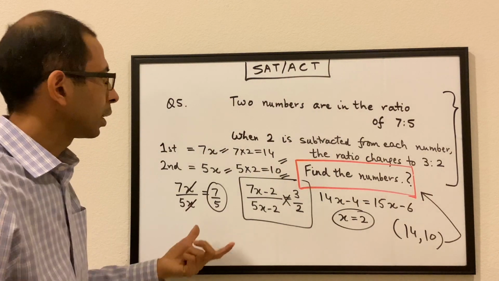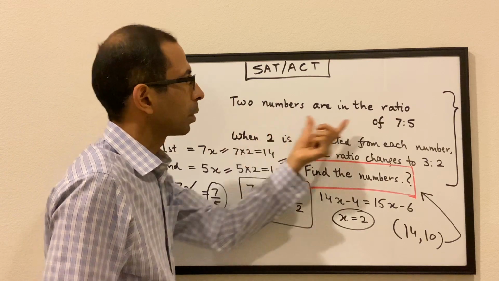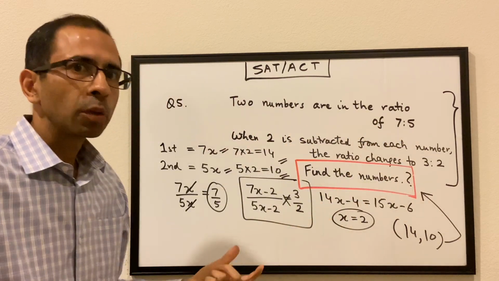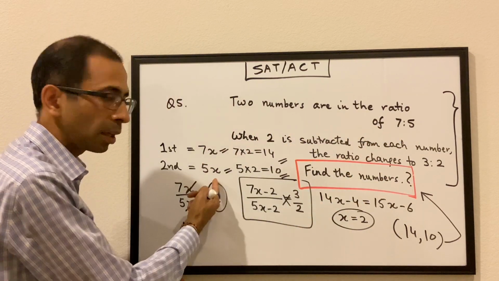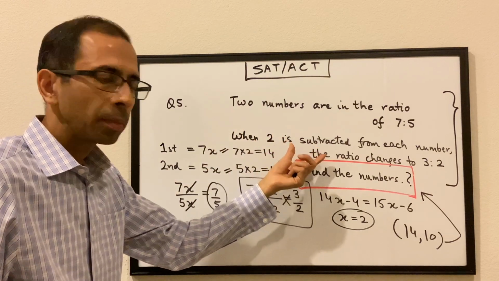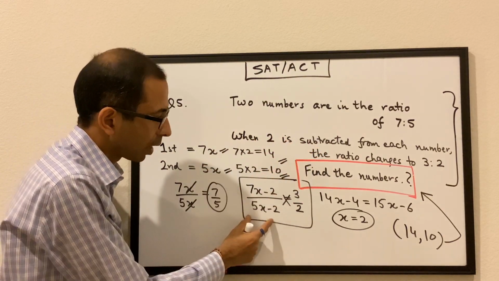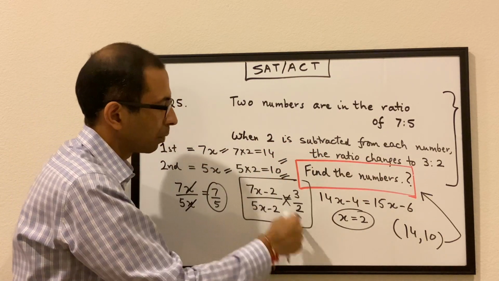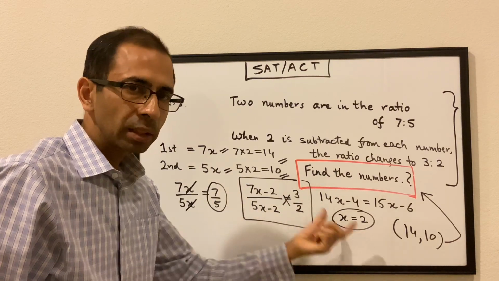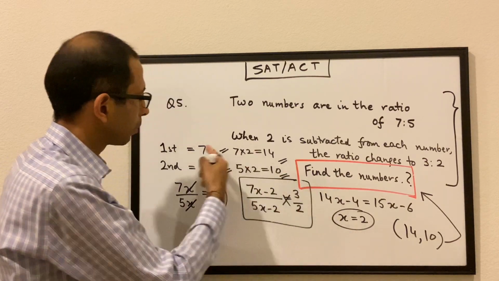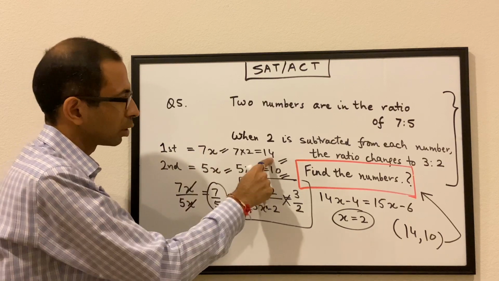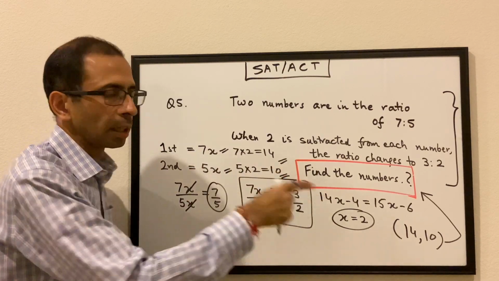Just to quickly reiterate, we know that the two numbers are in this ratio, so we said, okay, let the actual numbers be 7x and 5x, and as per the second piece of information, (7x minus 2) divided by (5x minus 2) is equal to 3/2, and we solved that to get the value of x. Once we know the value of x, we can plug it back here to get the first number, which is 14, and the second number, which is 10.